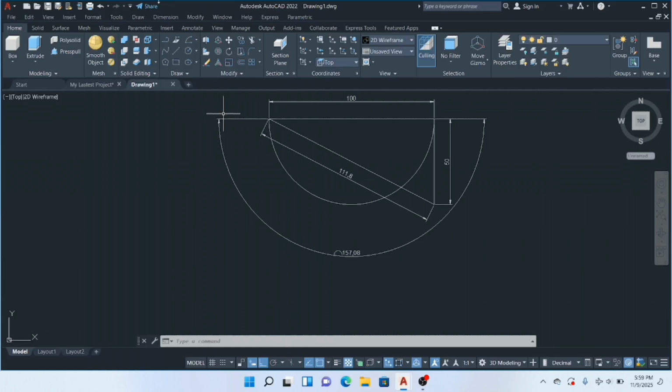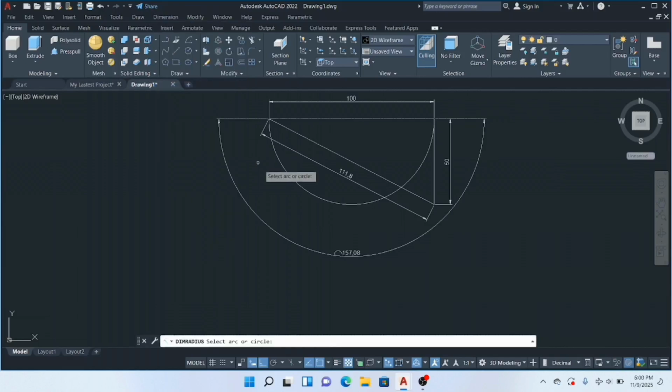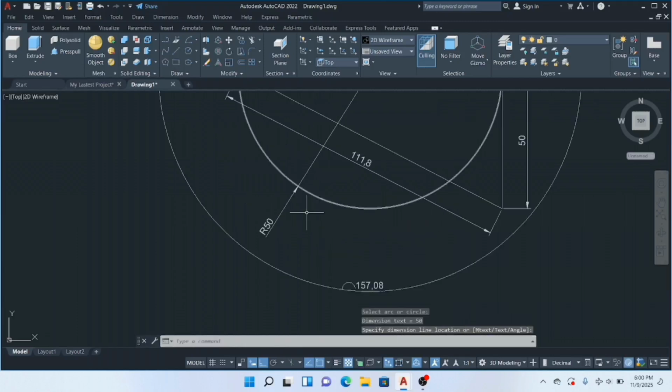The next one is radius. The radius is used to determine the measurement of the radius or diameter of arcs and circles. So I already have an arc, so I'm going to use the radius dimension. Select arc or circle. This is my arc. Now I have the radius of my arc to be 50.